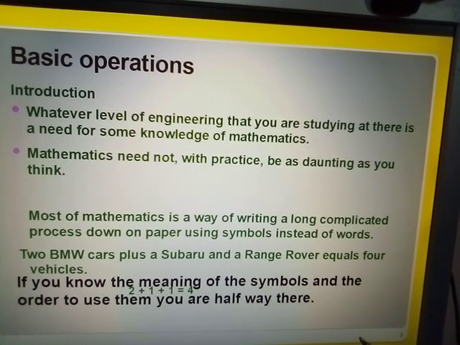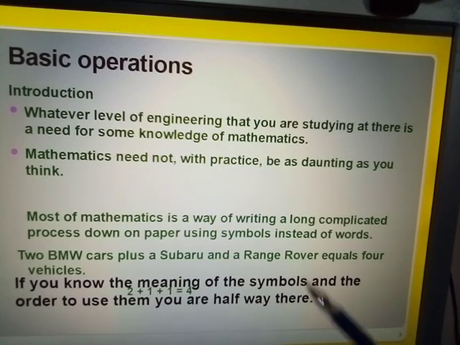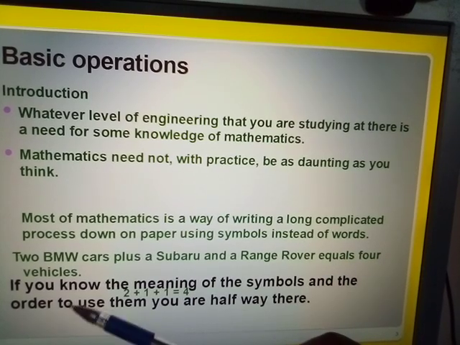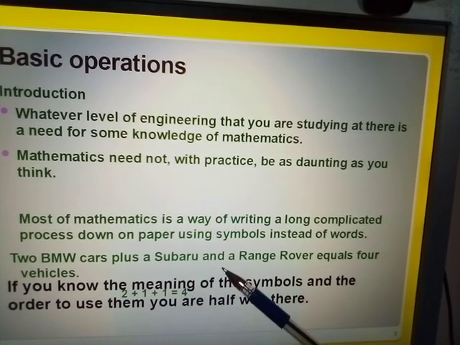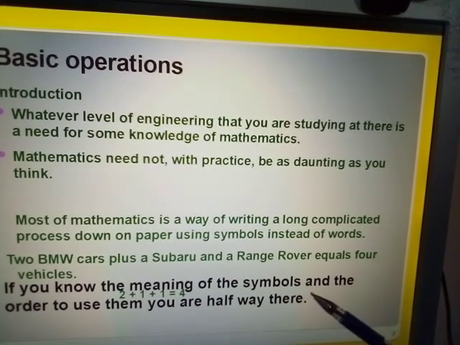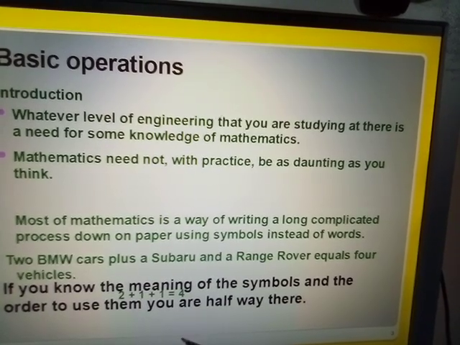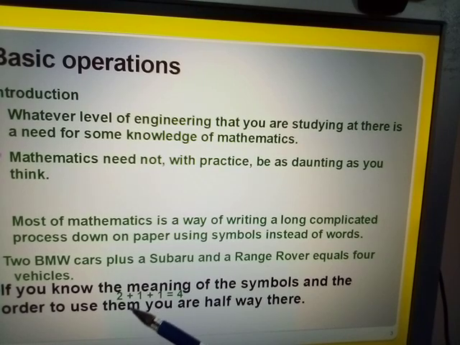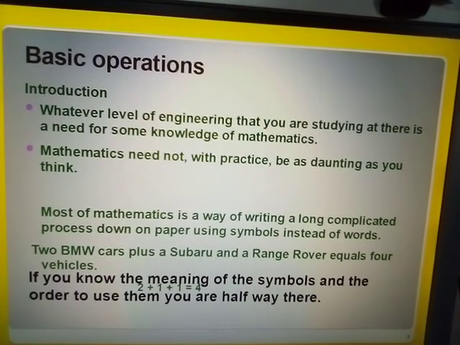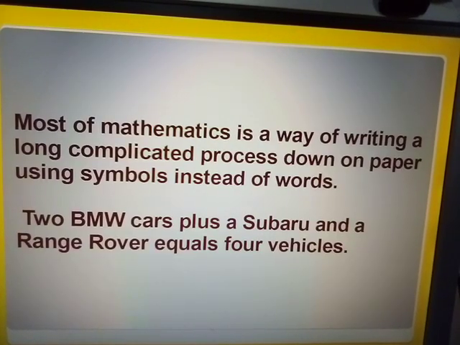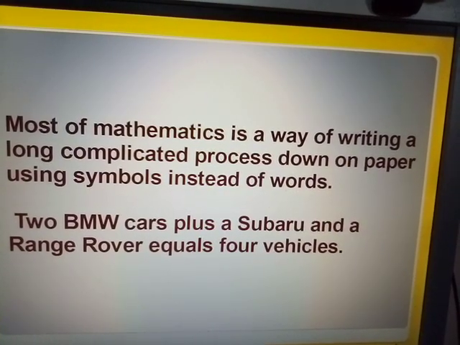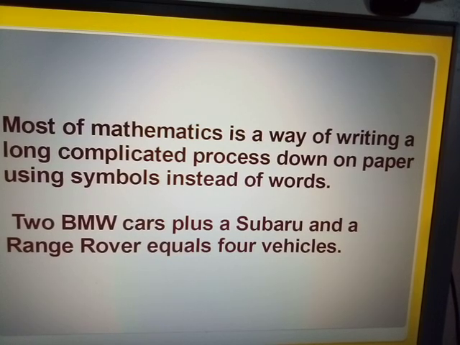Now, most maths is a way of writing a long, complicated process down on paper using symbols instead of words. Two BMW cars plus a Subaru and a Range Rover equals 4 vehicles. If you know the meaning of the symbols and the order to use them, you are halfway there. 2 plus 1 plus 1 equals 4. And again here, I've just done a simple recap in regards to most of mathematics being a way of writing a long, complicated process. Okay.